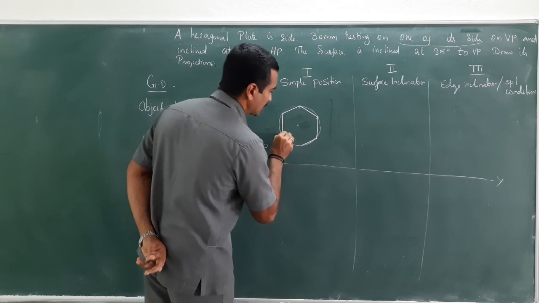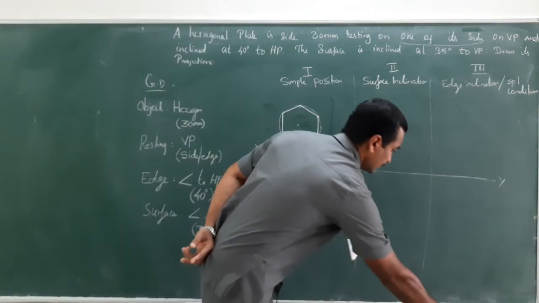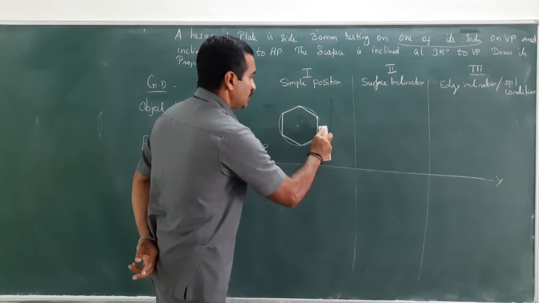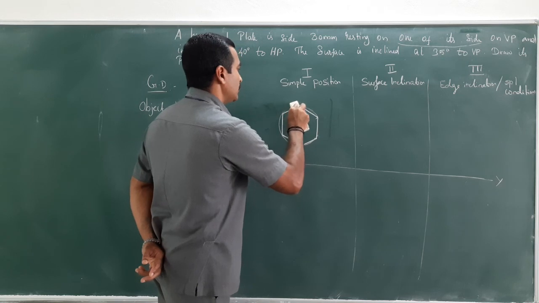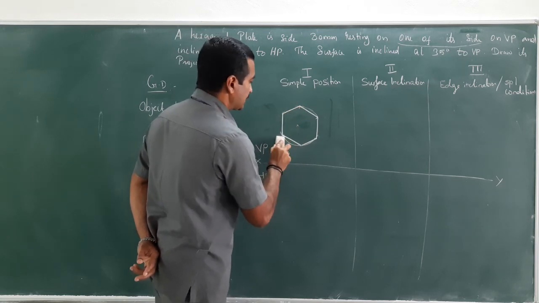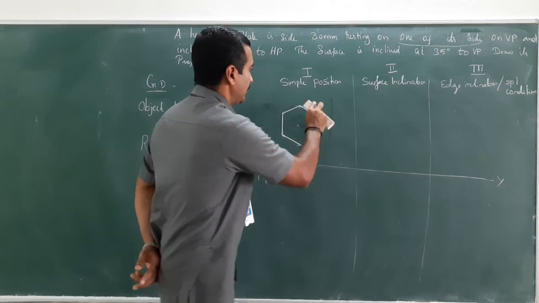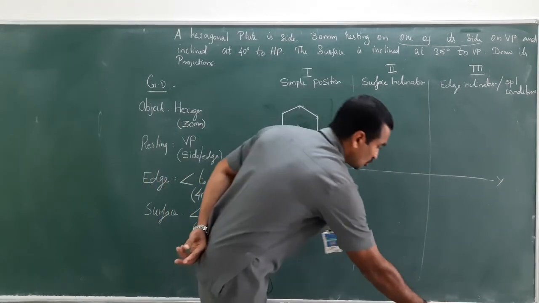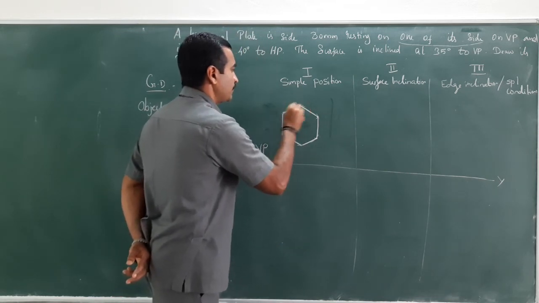Connect all the intersection points. You will get a hexagon, right? Now the circle should be drawn very thin. Only the object here is a hexagonal plate or hexagonal plane, right? So the object alone should be drawn as dark. This is our object.